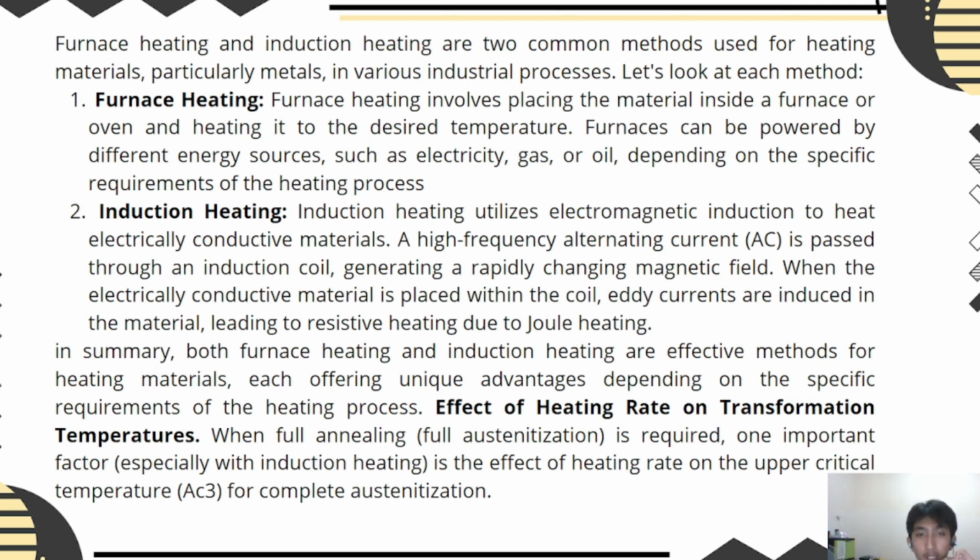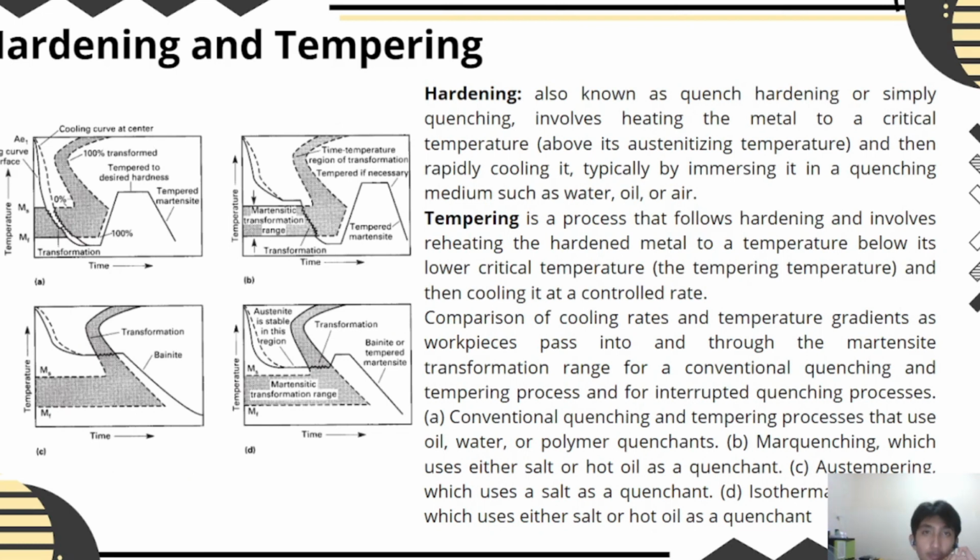When full annealing or full austenitization is required, an important factor is the effect of heating rate on the upper critical temperature, AC3, for complete austenitization. Next is hardening and tempering. Hardening, also known as quench hardening, is simply quenching. It involves heating the metal to a critical temperature above its austenitization temperature and rapidly cooling it, typically by immersing it in a quenching medium such as water, oil, or air.